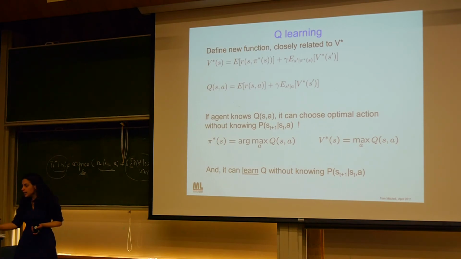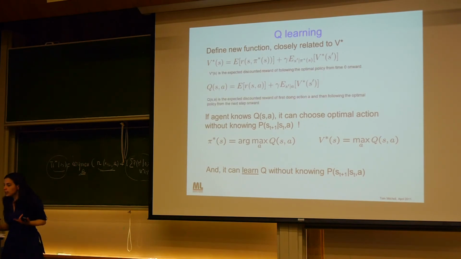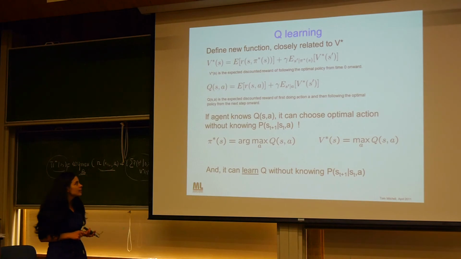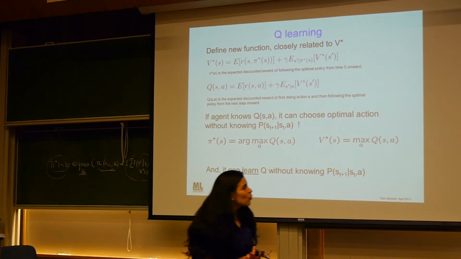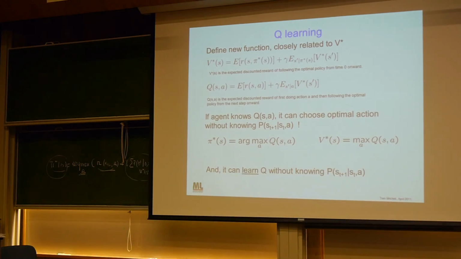Okay, and here is the idea. We had these two quantities. The V star of s was the expected discounted reward following the optimal policy from time 0 onward. And Q of s, a, which I used earlier, is defined for the optimal policy as the expected discounted reward of first doing action a and then following the optimal policy from that step onward.